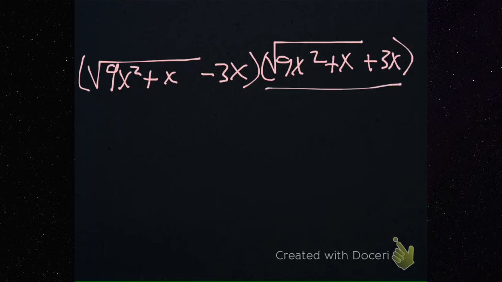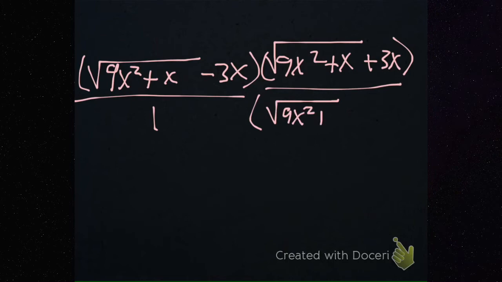I can't just multiply the numerator. I need to multiply by the magic one. If I can multiply once, then I can multiply twice. When I'm talking about the magic one, I'm saying, what's 5 over 5? What's 10 over 10? What's a million over a million? What's the square root of 9x squared plus x plus 3x over the square root of 9x squared plus x plus 3x? Okay, so we're just multiplying by 1. We're not trying to change a thing. We're just trying to make it look different.